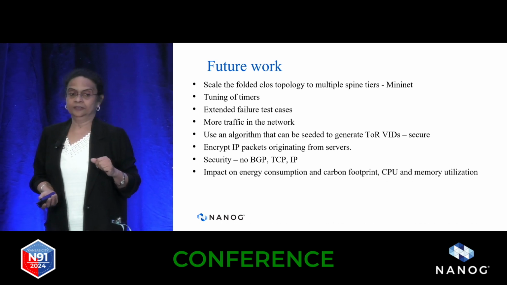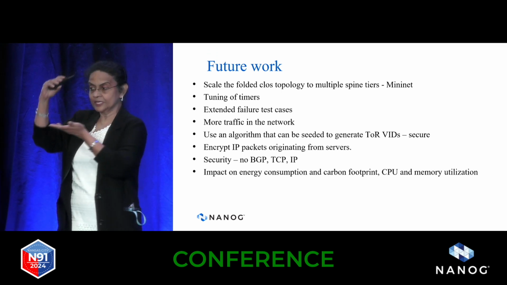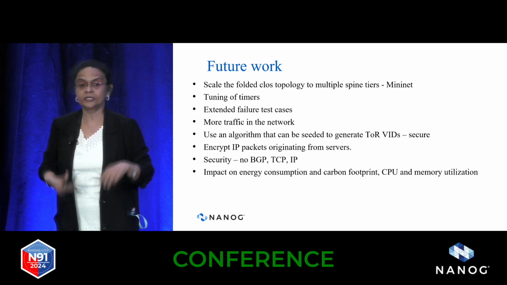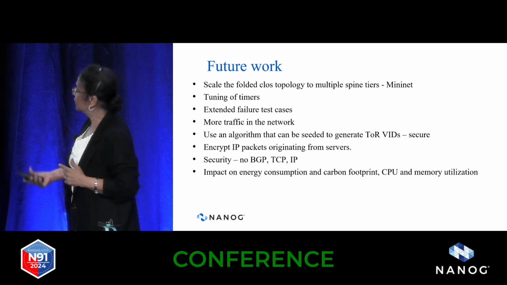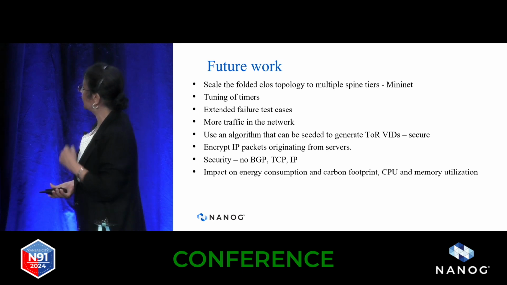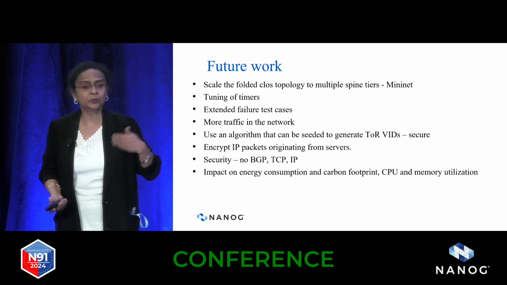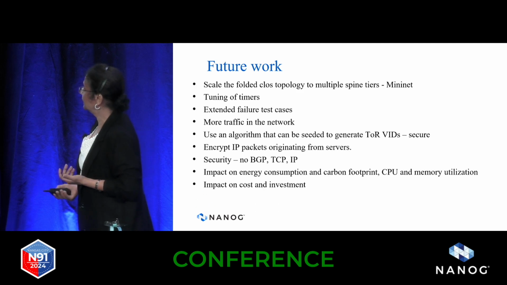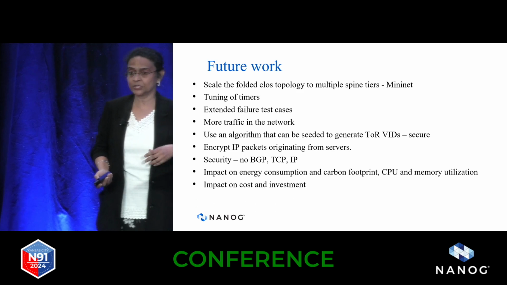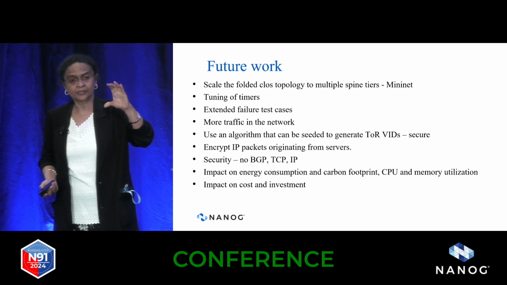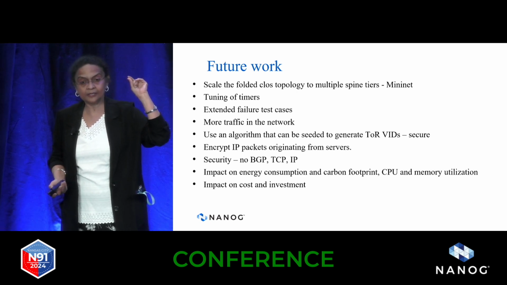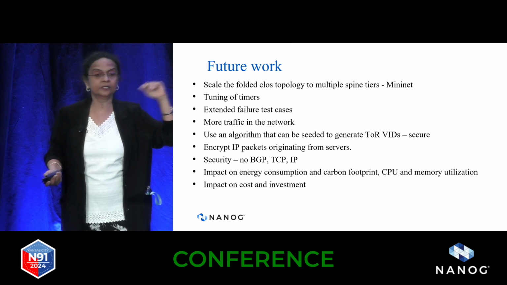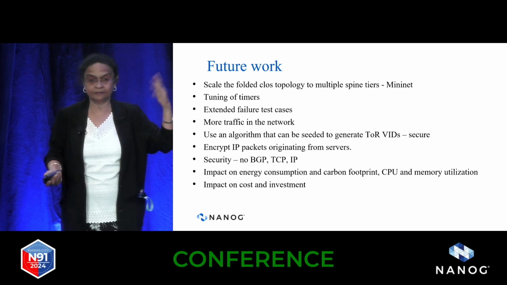Impact on energy. Like I said, you have 6 protocols, and I have just a tiny little protocol running here doing all the operations that you want in a much more efficient manner. So what will be the impact on energy consumption, carbon footprint, CPU, memory utilization? I think I can go on that. Impact on cost and investment: if you're looking at a router that is just having one layer on top of Ethernet, I'm sure the cost of that router will be considerably less than trying to run a router with BGP, ECMP, BFD, etc.